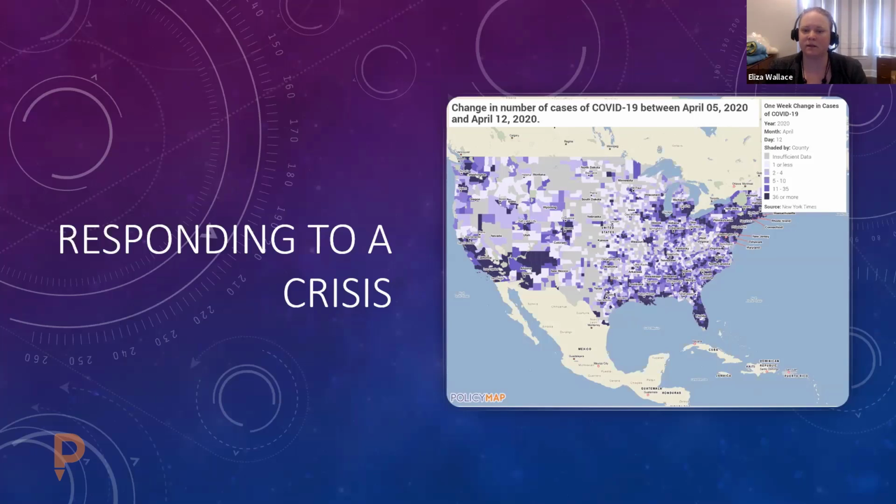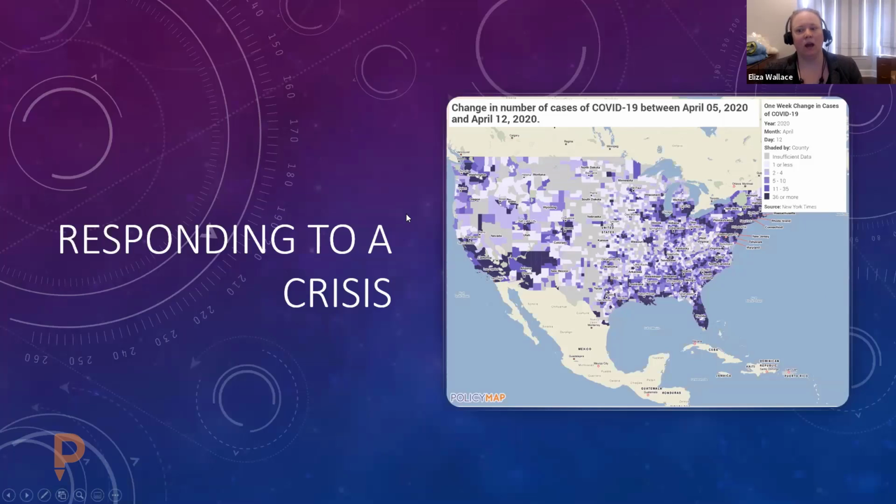The New York Times has done some great work in pulling together as much reporting as they possibly can across the country of reported COVID-19 cases and deaths. So you can see here, I think this is showing 1 week change in cases of COVID-19, and this is data that we're updating daily.